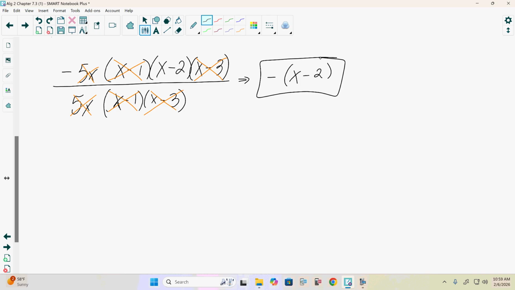And we can leave it as this here. We don't have to rewrite it in any other way. I don't have to multiply the negative through and say that it's negative x plus 2. These are equivalent statements. They are the same thing, but we can just leave it as negative, parentheses, x minus 2, close parentheses.